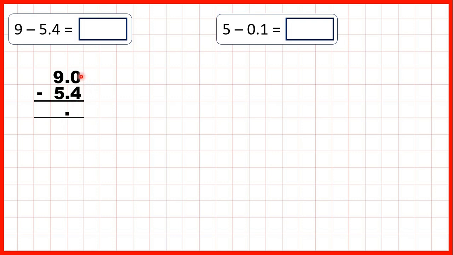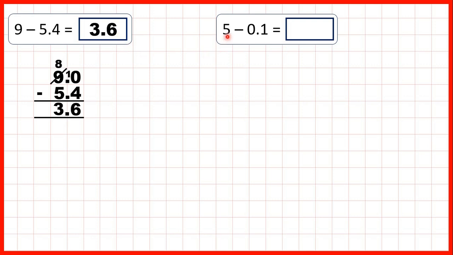And now we can solve this using column subtraction. So we work from right to left, and to start with we have 0 minus 4. We can't do that using the column method, so we go to the left, 1 less, 1 in front, 10 minus 4 is 6, and 8 minus 5 is 3, so our answer is 3.6.